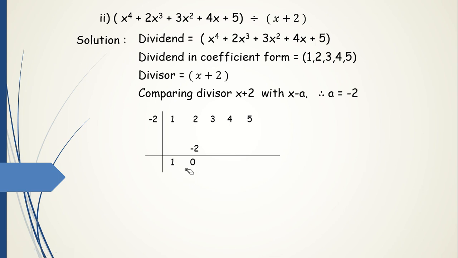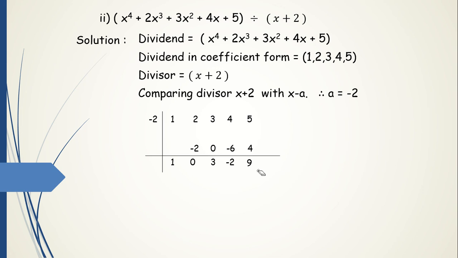Now 0 into minus 2 is 0. So here we will get 0. 3 plus 0 is 3. 3 2s are 6. So that's minus 6. Minus 6 plus 4 is minus 2. 2 2s are 4. So that's plus 4. And 5 plus 4 is 9.